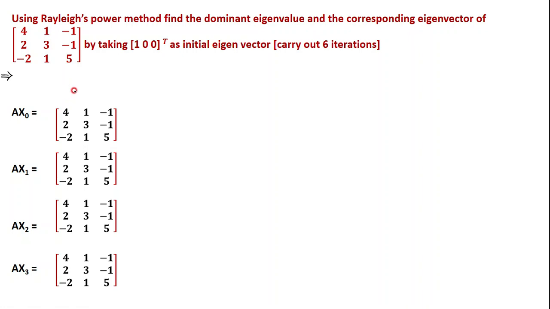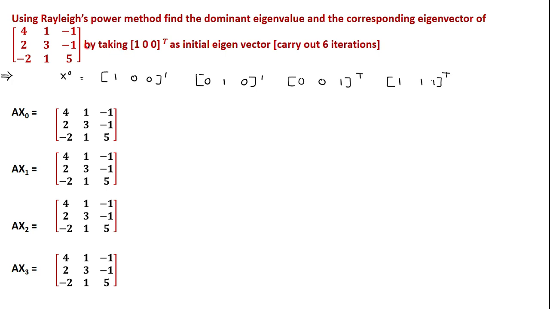Hello students, in this video we'll study about finding the largest eigenvalue of a matrix by Rayleigh's power method. In the Rayleigh's power method, if given a matrix A, we'll choose an initial approximation from either of 1 0 0 transpose, or 0 1 0, or 0 0 1 transpose, or 1 1 1, depending on the dominant element in the matrix A.